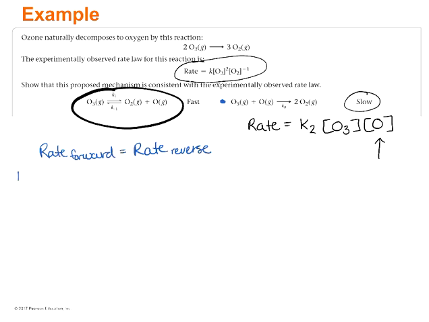All right, so the rate of the forward reaction is equal to K1 times the concentration of O3. And then the rate of the reverse reaction is equal to K minus 1 times the concentration of O2 times the concentration of O. And again, if we were considering the reverse reaction, we're considering O2 and O as the reactants. So that's why those would appear in our rate law. Okay, so let's set these two equal to each other.